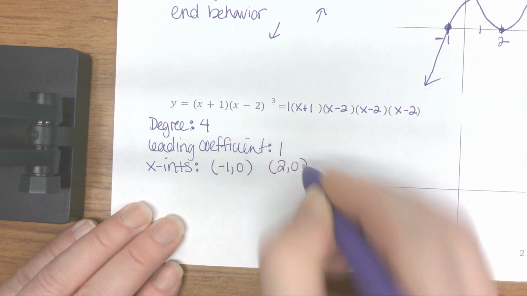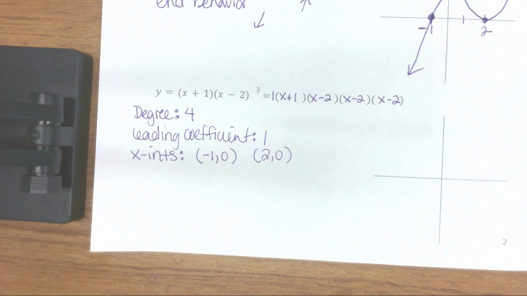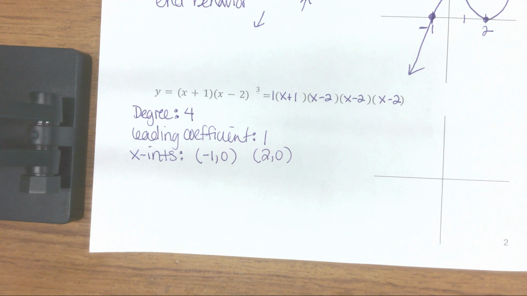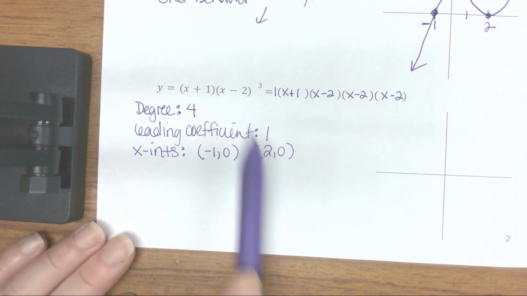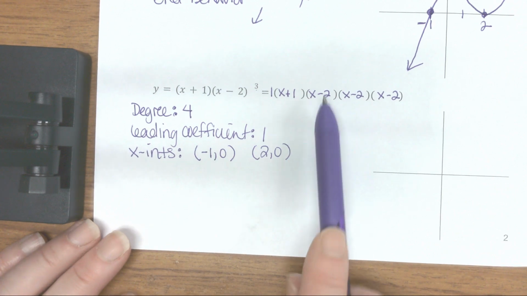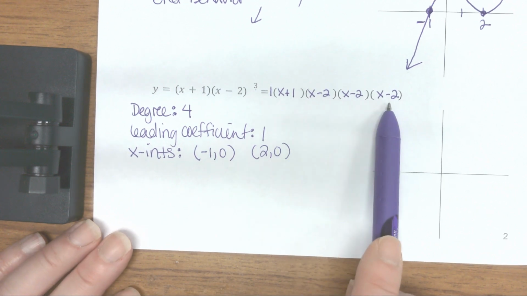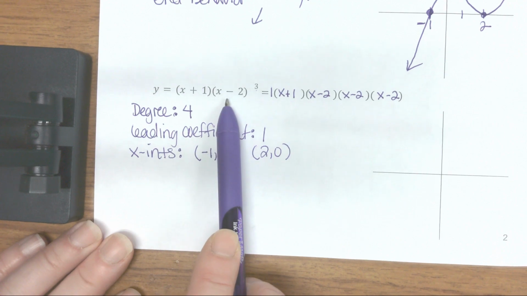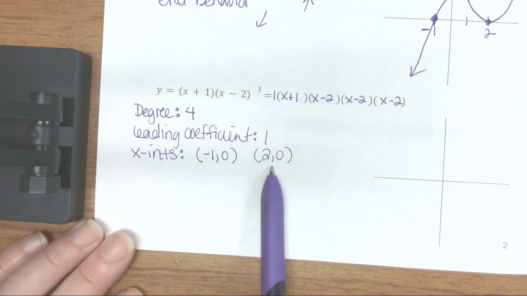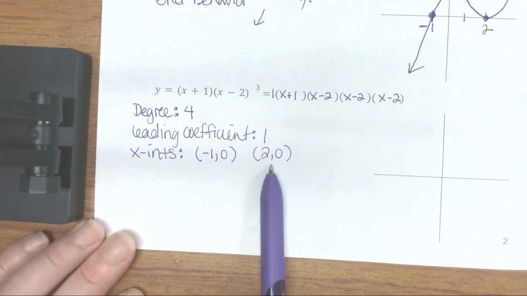Yes, ma'am. Are you supposed to switch them to 5 and 2s? No, so I think what you're thinking of is this. If it's written as a factor, we're going to write it exactly what it looks like, okay? But when I list the x-intercept, do you see how I listed it as 2? Yeah. That's when you flip it, okay?